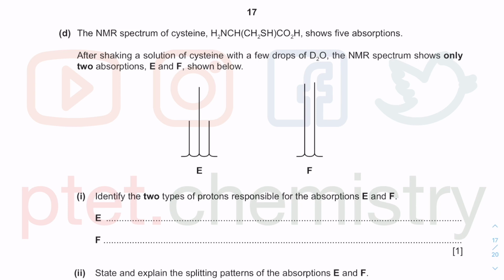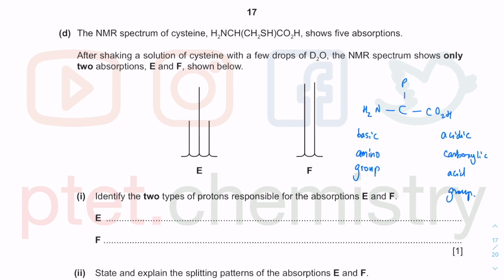So this NMR spectrum of cysteine, we know that cysteine is an amino acid. So what happened is you got that NH2 and the CO2H. That is your basic amino group, and then you have the acidic carboxylic acid group. These are still in the amino acids and protein chemistry in the current syllabus. And you have an R group and an H. This is how a general amino acid looks like. Your R group here is CH2SH, so I'm just going to put in the CH2SH.